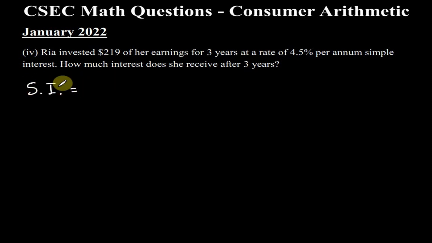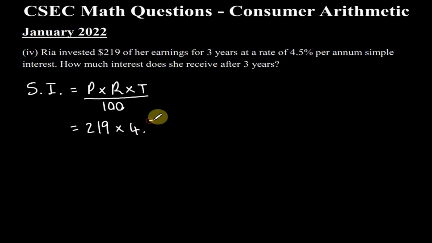So we can use the formula here where the simple interest is equal to the principal, the amount of money that she would have invested, times the rate, which is in percentage here, the 4.5%, times the time in years, divided by 100. So P represents her investment of $219 times the rate, which is 4.5, times the time in years, which is 3, divided by 100.